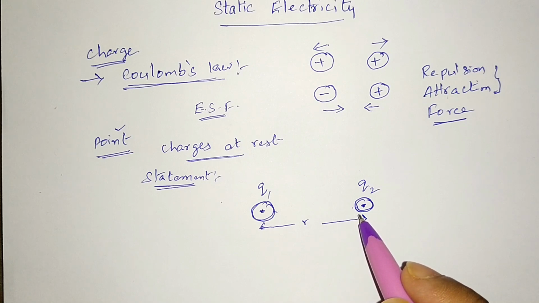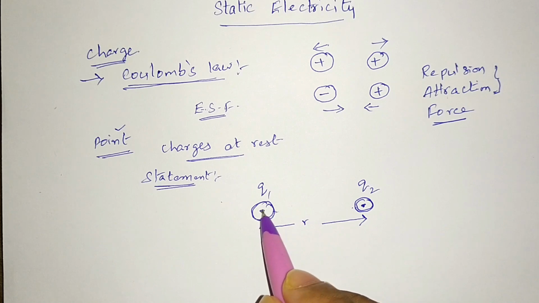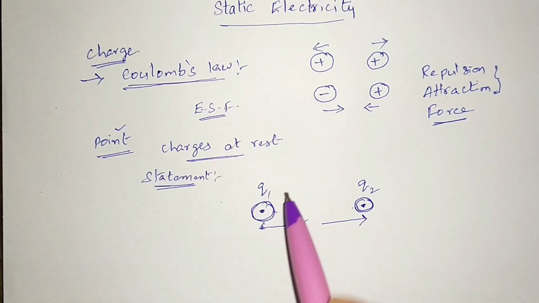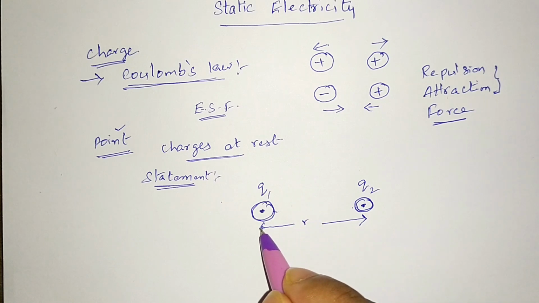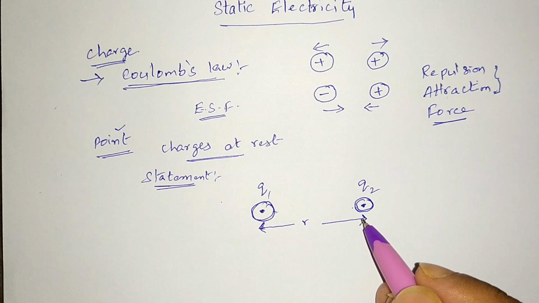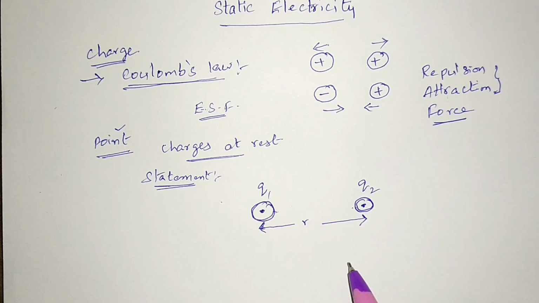Whether it is a sphere or a cuboid or whatever it may be, we always take the distance from their centers, because we consider these as point charges. That's why the distance is always measured from the centers of the charged bodies. So Q1 and Q2 are the charges on each body. Now there exists a force between them. It can be attraction or it can be repulsion.